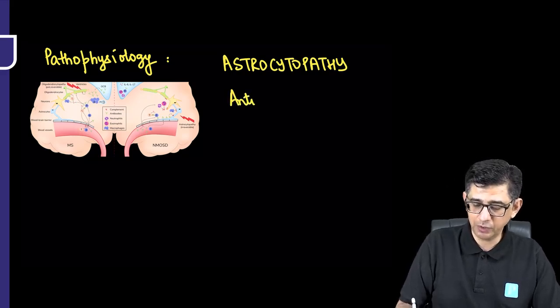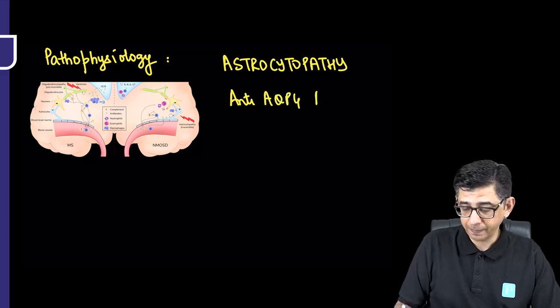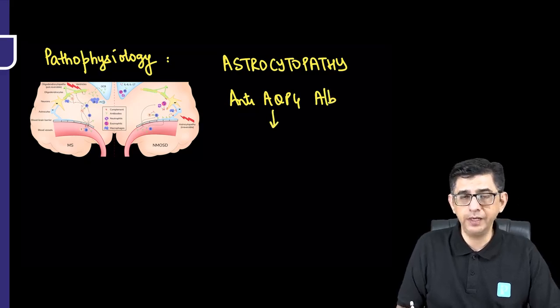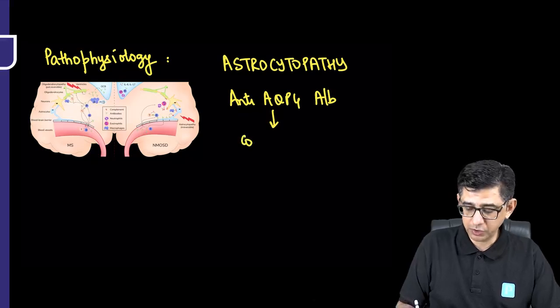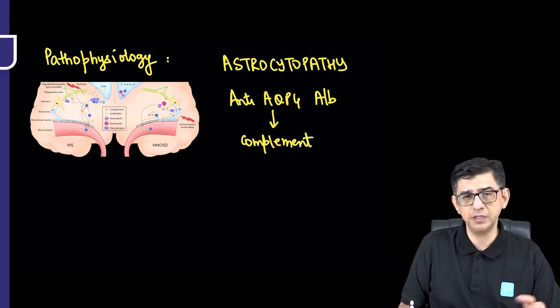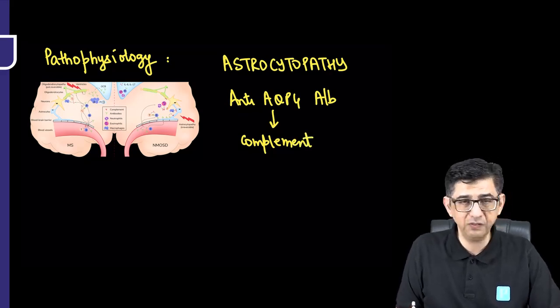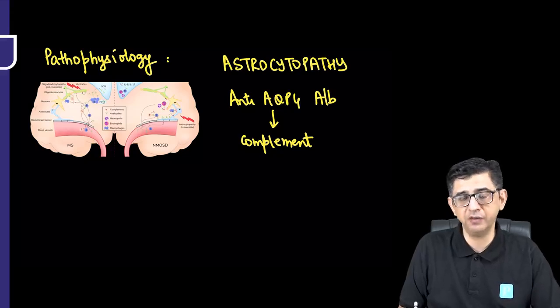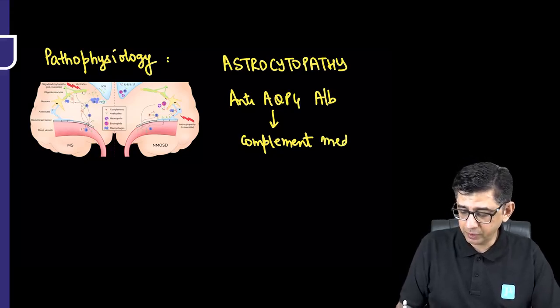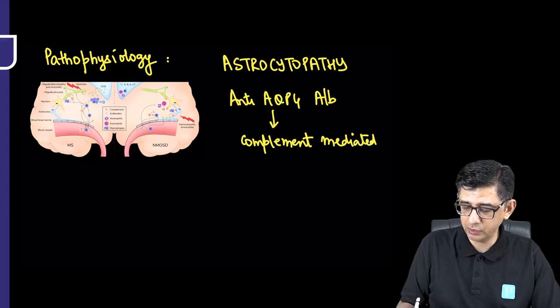There's an antibody by the name of anti-aquaporin 4 antibody. What it does is it activates the complement system. It will cause a complement mediated damage. Due to the activation of the complement system, like we study about C5, it gets broken down into C5a and C5b, which are called anaphylatoxins. So the complement mediated damage will occur in this patient.